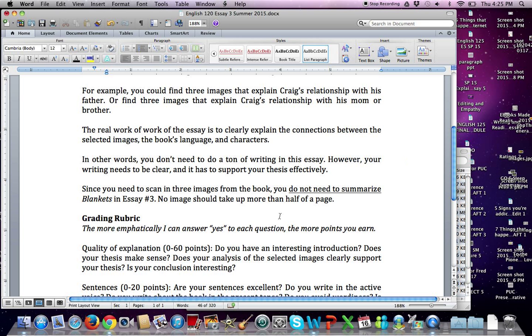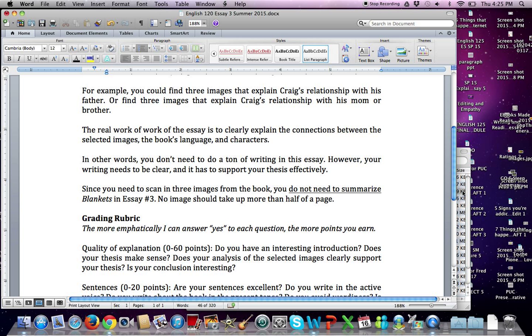Go ahead, you can go to the library and see how you scan in those images. You might be able to do it with a photo also from your phone, depending on the quality of your phone, or if you have a scanner at home. You don't need to summarize Blankets in Essay 3. And also, no image should take up more than half a page. So out of a 4-page paper, a page and a half can be the images you're discussing.